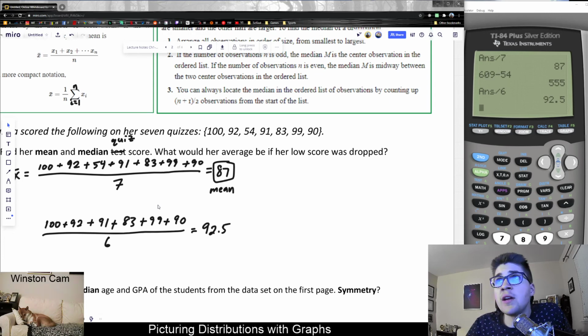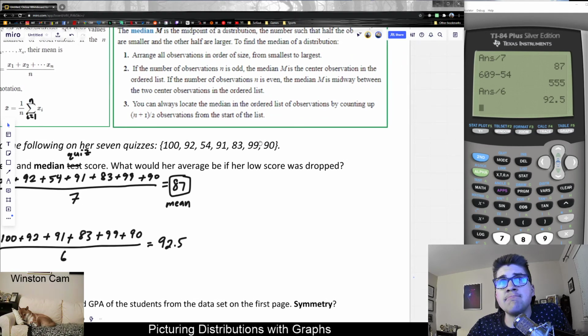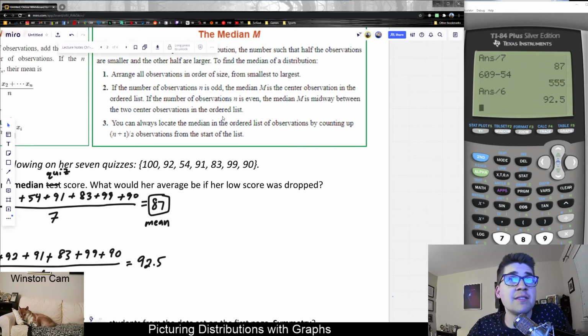Now, let's go ahead and address the median. So median is another type of way of measuring central tendency. Instead of looking at a calculated average, it's more of like, what is the very middlemost number? If you line them all up in order, what's the number in the middle? That's always going to be our median.